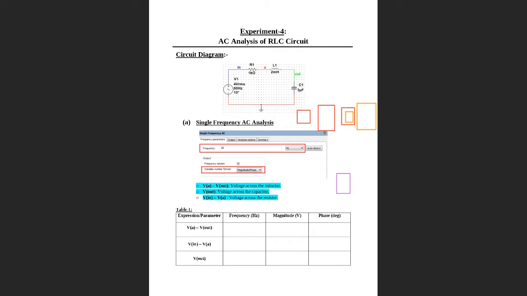Yes, Alhamdulillah. Okay. So these expressions we have to make in the single frequency analysis. From the output, we have to make this expression. How to make this expression? We have to use add expression. Can you see here add expression? So click on this add expression. First of all, what we have to prepare? VA minus V out. So this is VA. Click on VA. Next, copy variable to expression.